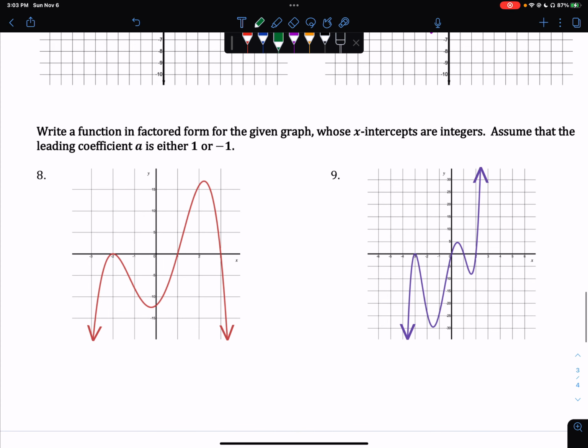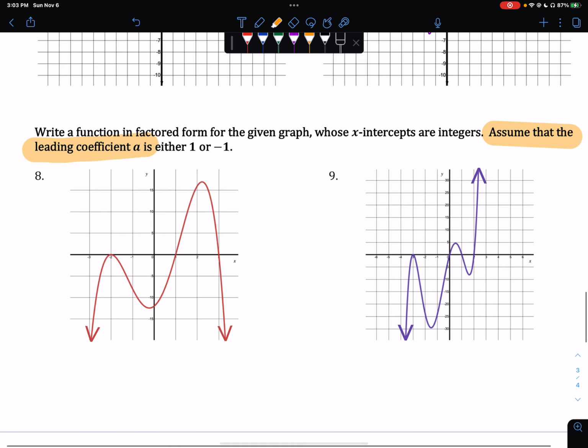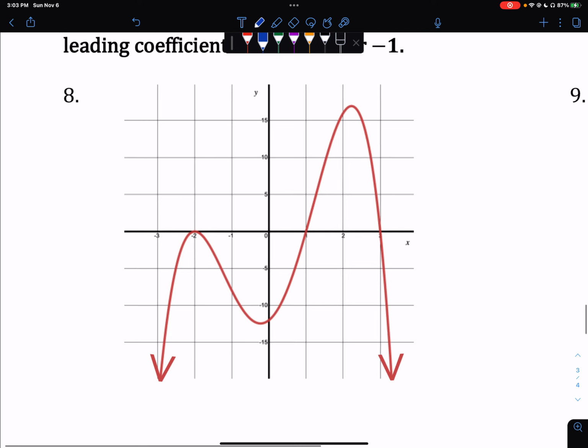And now the last part is writing a function given a particular graph. So we're basically doing the same thing except backwards. Instead of having an equation and writing some stuff out to get our graph, we're now given a graph and going to build it back into the equation. And our directions here, an important thing to note, say to assume that the leading coefficient is either 1 or negative 1, which makes this a little bit easier. We really just have to determine what direction it is pointing, up or down. So for number 8, we're going to start with that part.